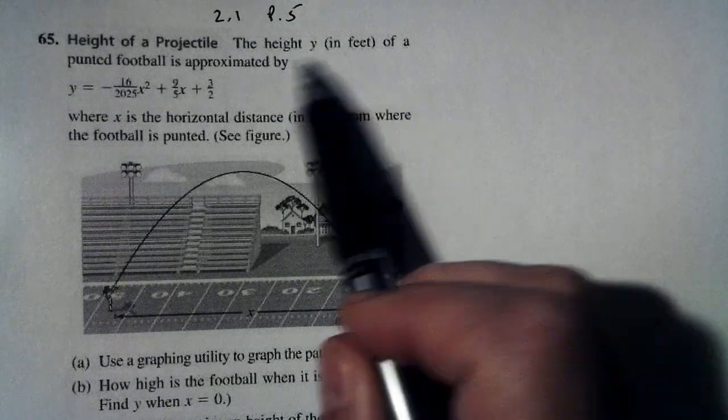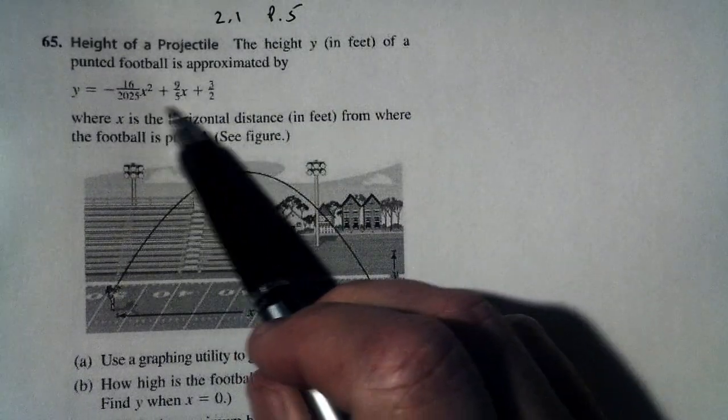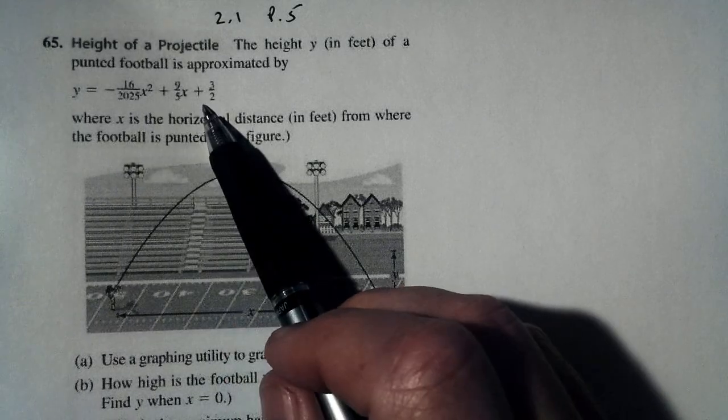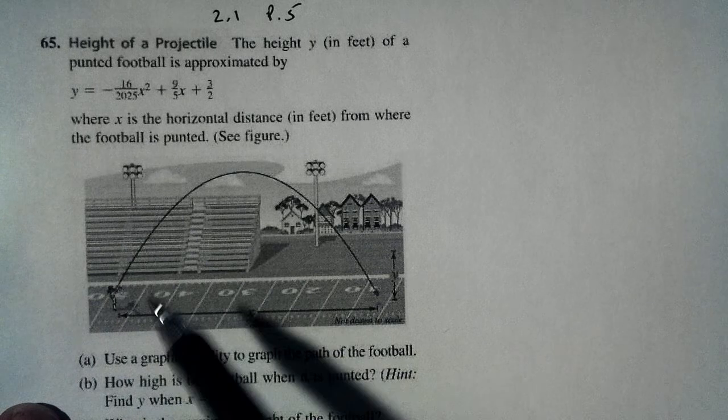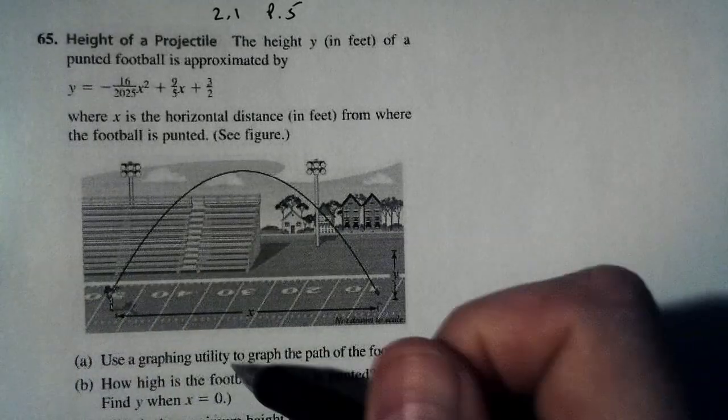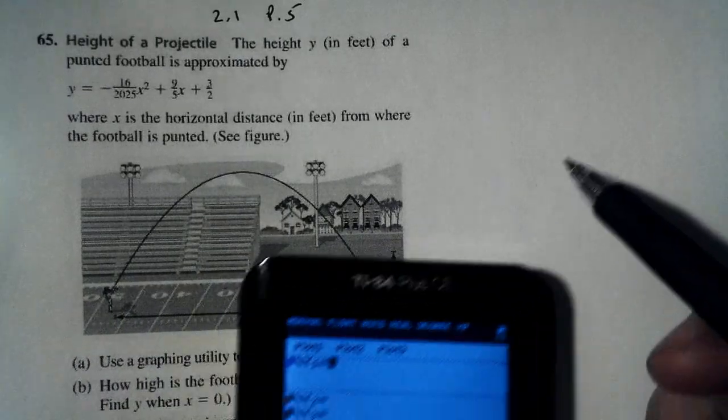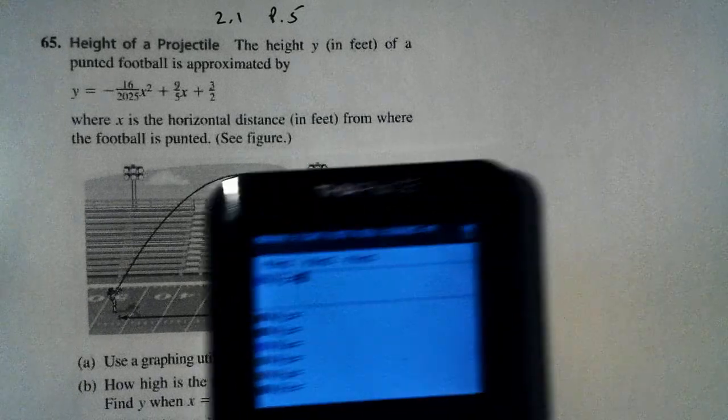The height, y, in feet of a punted football is approximated by this messy little quadratic. But it's no less a quadratic. We have this upside down parabola. And we're supposed to go ahead and graph that. So let's go ahead and get to it here.